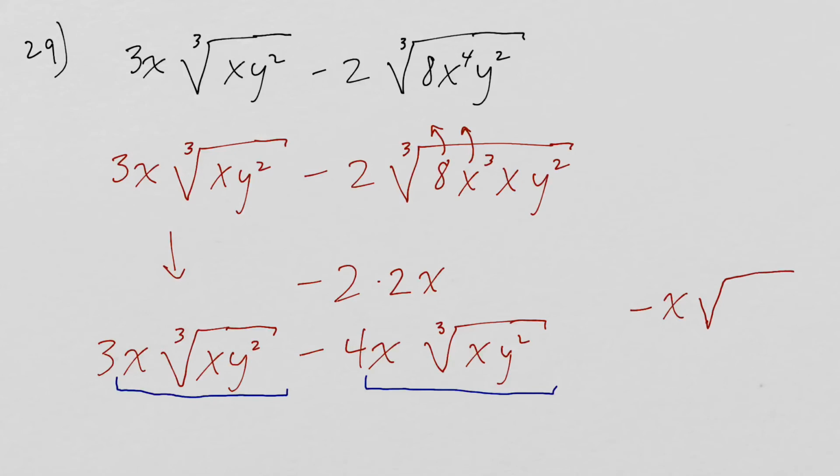cube root xy squared. Now, just a little note here. Make sure your exponent is completely contained within the radical symbol. If you were sloppy and you wrote it like this, negative x, and then you wrote your cube root like this, it means something entirely different and would be marked wrong, because this is an x cubed times the square root of xy squared. You have to write that 3 in the index, in the pocket of the radical there.